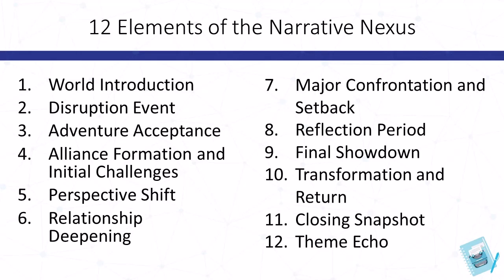Element 7. Major Confrontation and Setback. The major confrontation and setback is a critical point in the narrative where the protagonist directly confronts the central conflict or antagonist, but experiences failure or a significant setback. This moment serves as a crisis point, pushing the protagonist to their lowest point and creating a sense of urgency and heightened stakes.